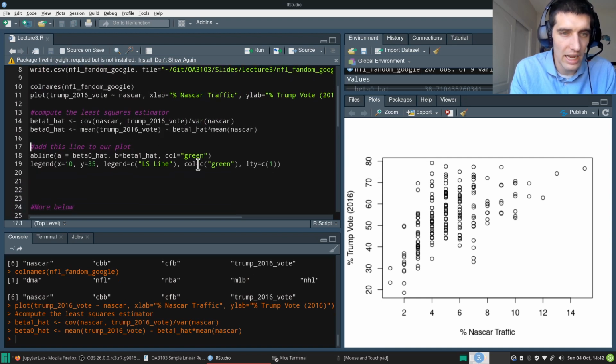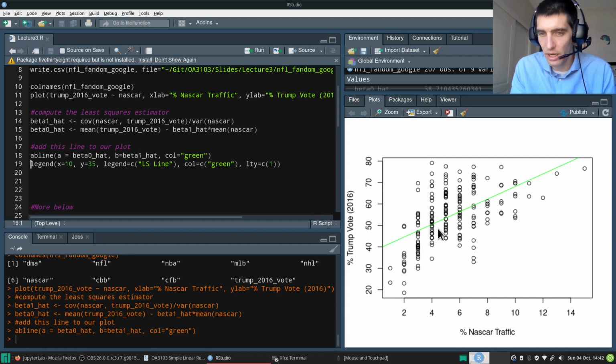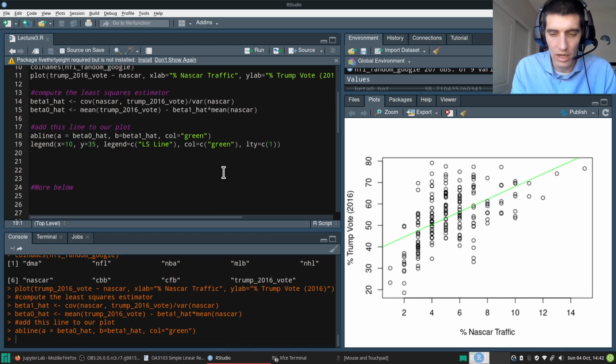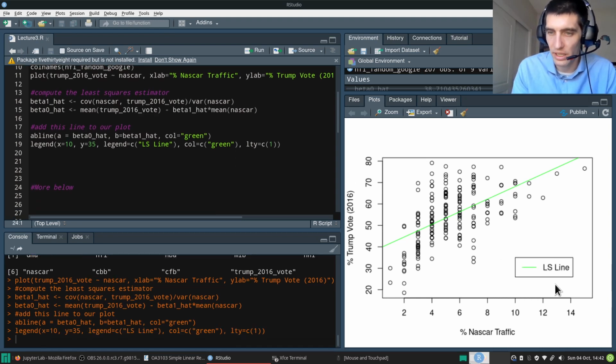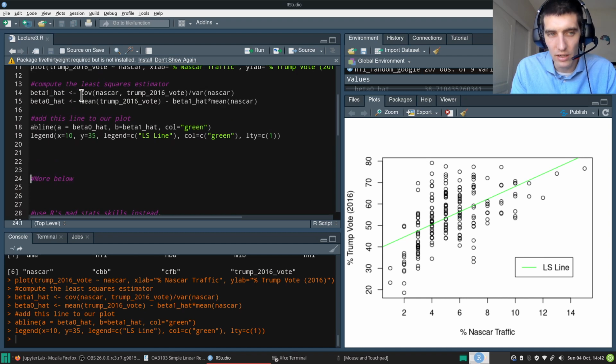And I can add this line to my plot. I'll add this using the abline function, which takes an intercept for a and a slope for b, added as a green line. There it is. So this is my least squares line, and here we have it in green. I'll add a quick legend, which shows me that the least squares line is here in green. Okay, so this was computing the slope and the intercept manually.